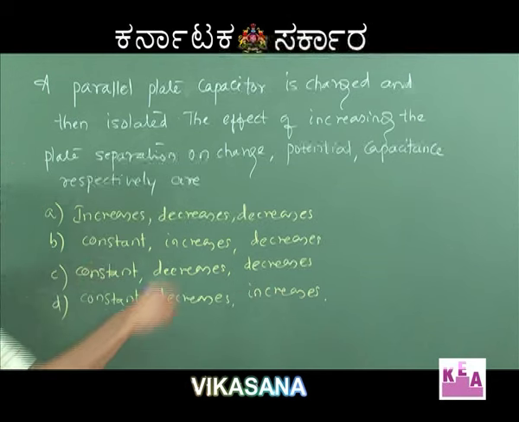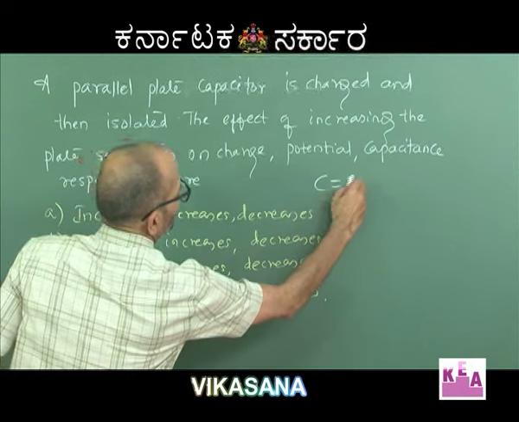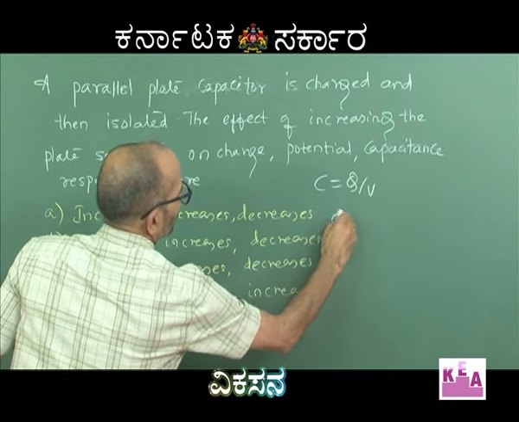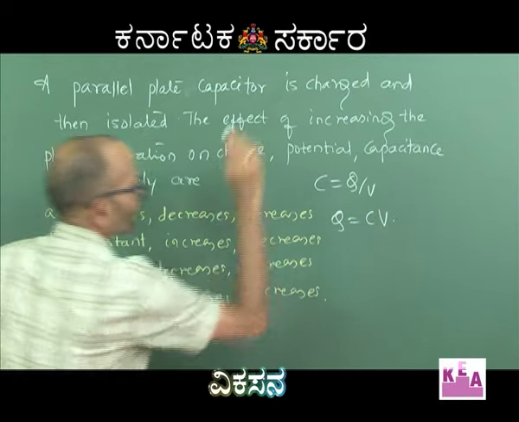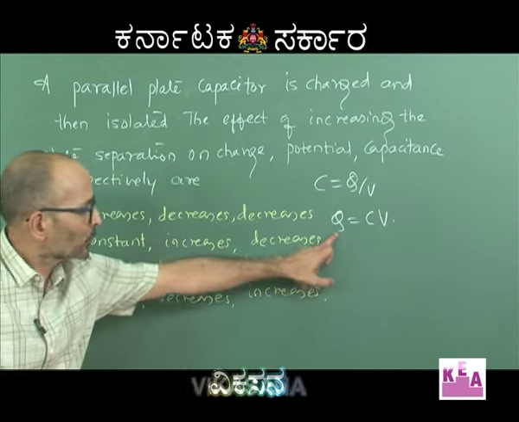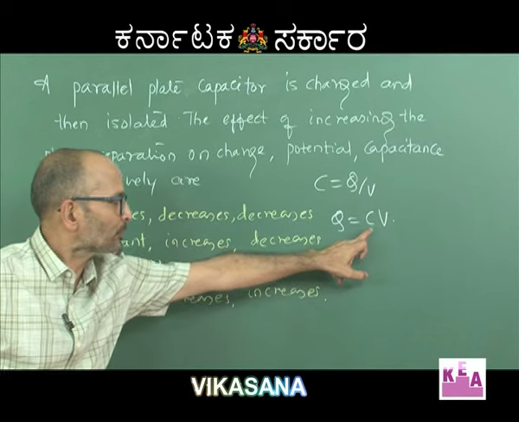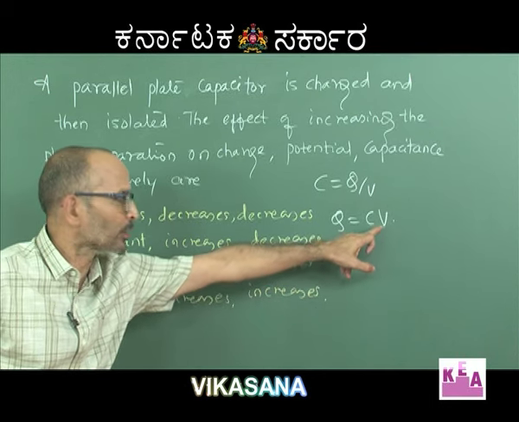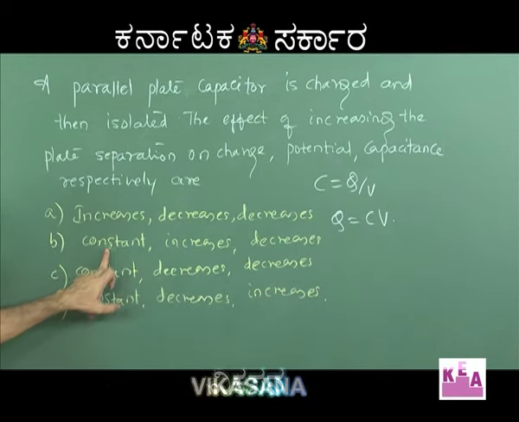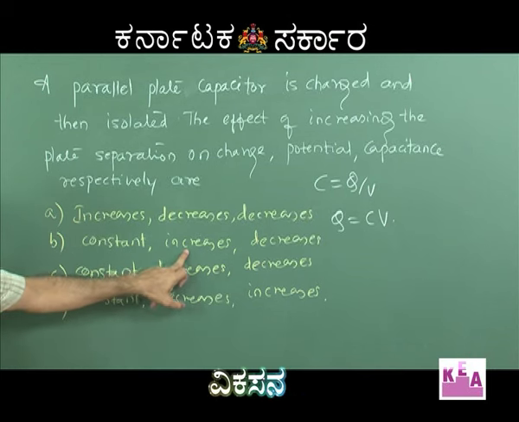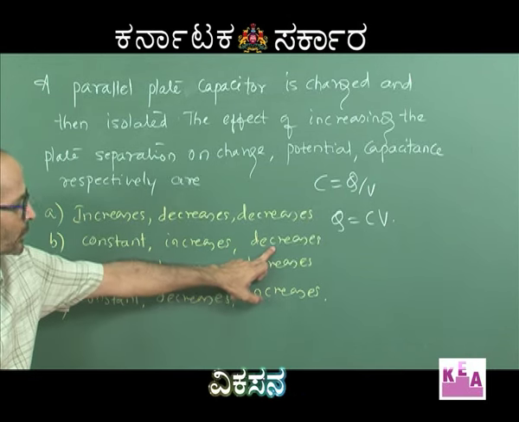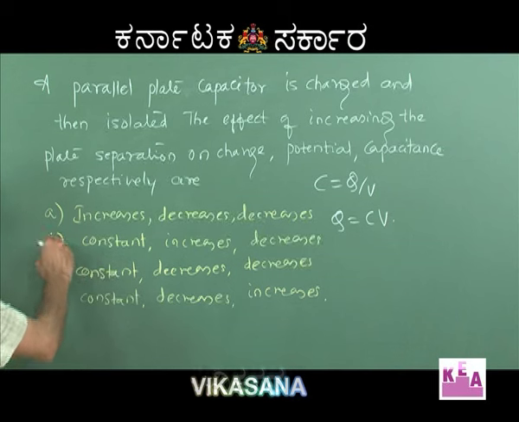Now, let us use C is equal to Q by V or Q is equal to CV. Charge is going to remain constant, capacitance will decrease, therefore, the potential should increase. Charge remains constant, potential increases and capacitance decreases. So, the right option here is B.